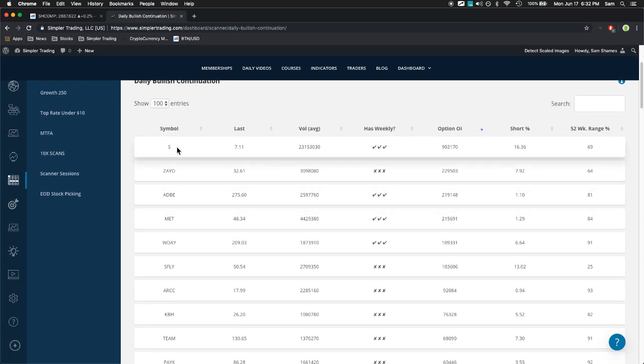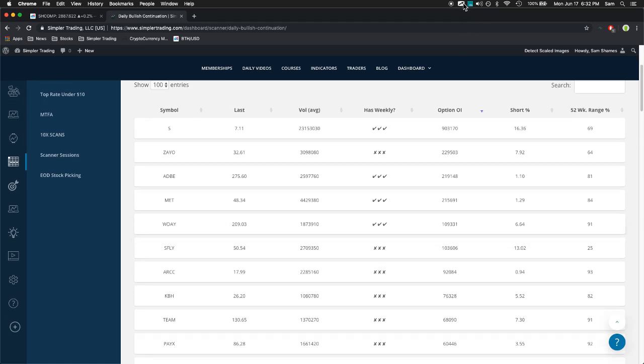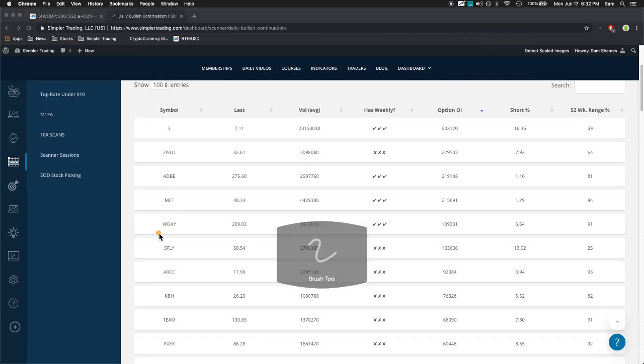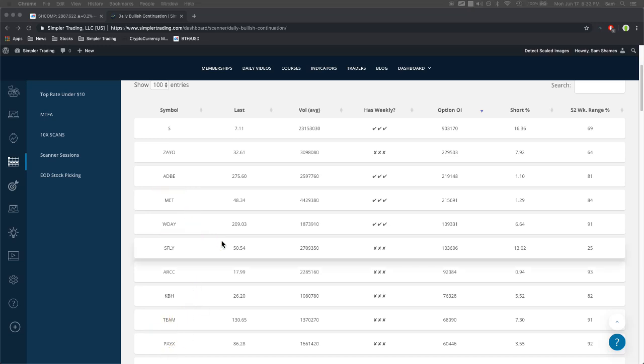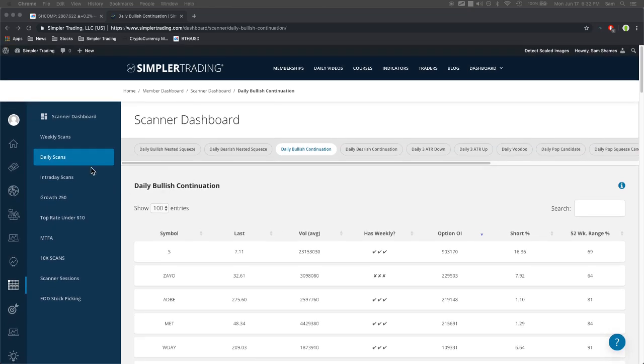A lot more names here that we would normally trade. These are names that you guys probably will see in the gold room all the time. WDay, Adobe, Team, PayX, and these are all in daily squeezes. So very good scan there.